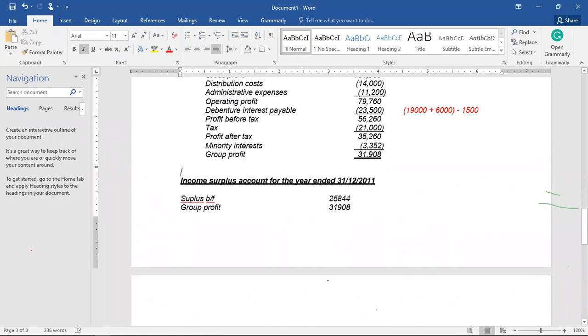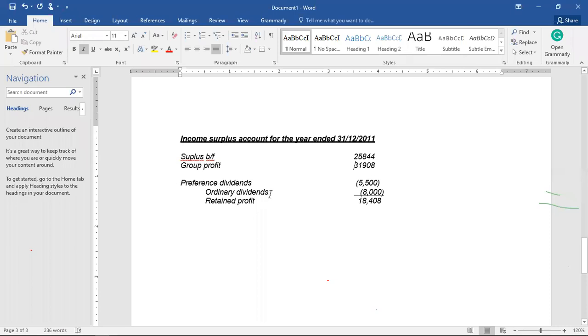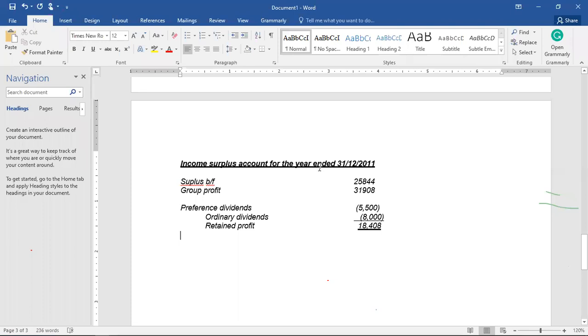Let me let my income surplus come in so that I have it on one page. Then you come and less your dividend. So preference share dividend to be paid by the parent is 5,500. Ordinary share dividend to be paid by the parent is 8,000. When you less from it, the retained earnings you get should be this. This is how your income surplus account will look like.